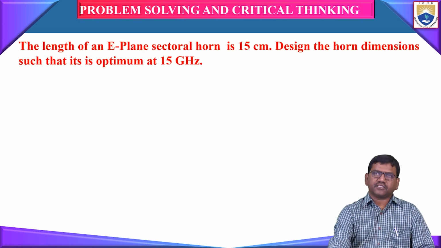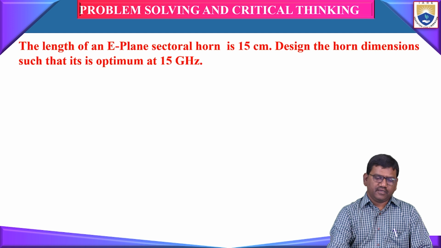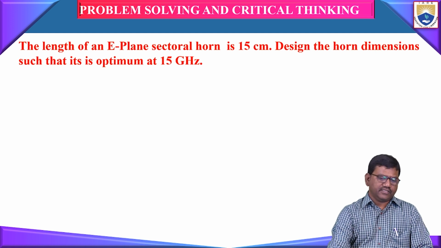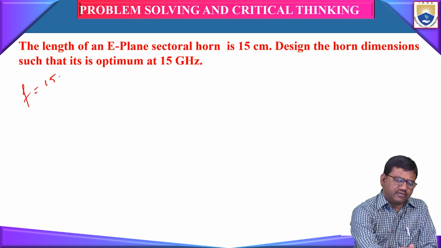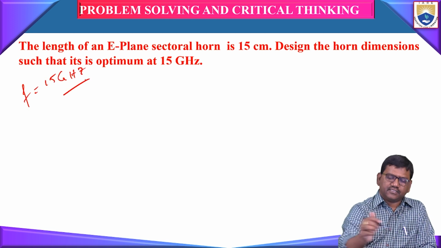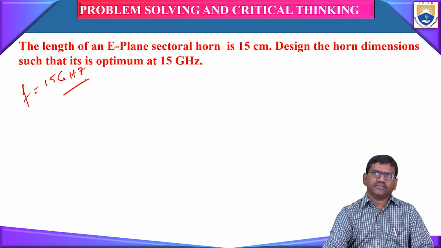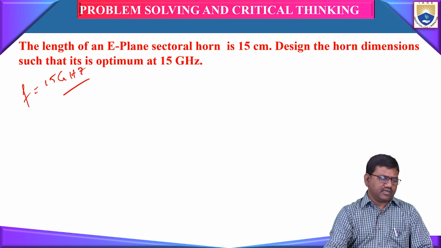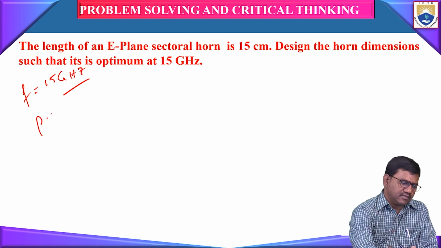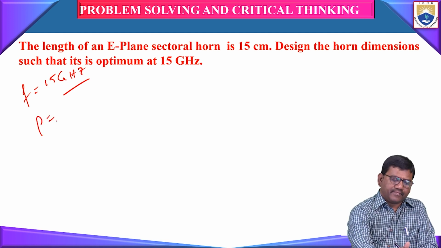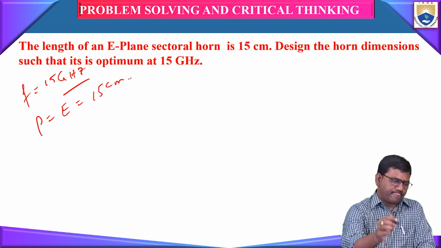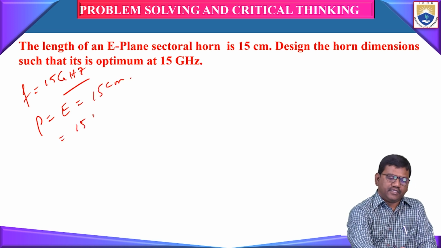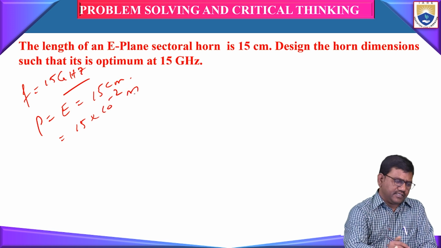The length of the E-plane sectoral horn is 15 centimeters. Design the horn dimensions such that it is optimum at 15 gigahertz. So the data given is F is equal to 15 gigahertz. We need to find out the horn dimensions, that is the length and breadth of the horn. Here rho in the E direction is given as 15 centimeters, which we can represent as 15 into 10 power minus 2 meters.